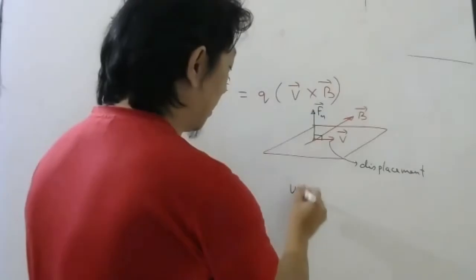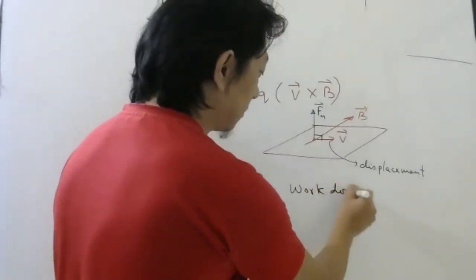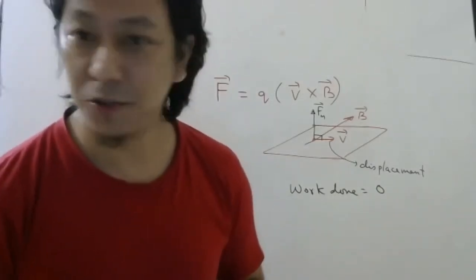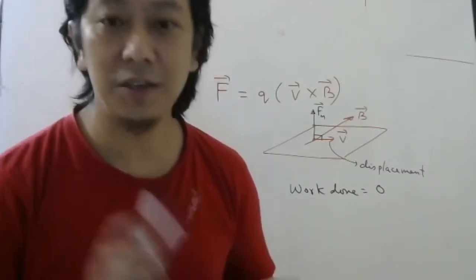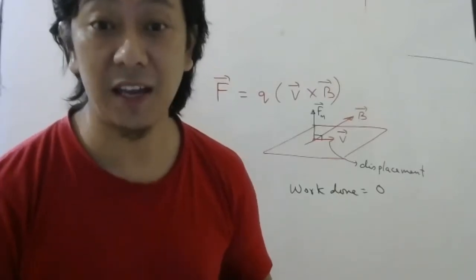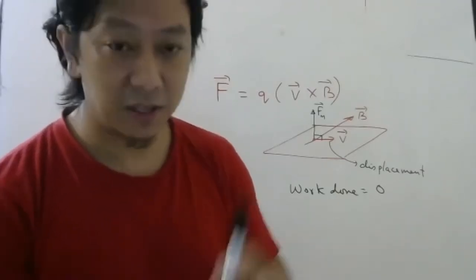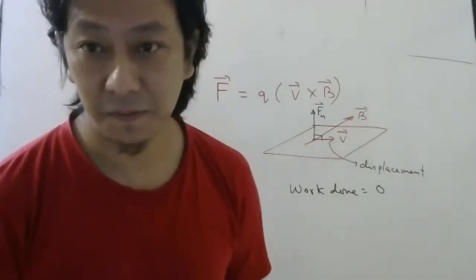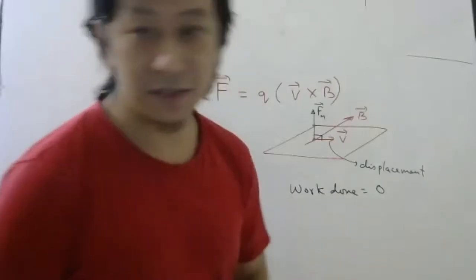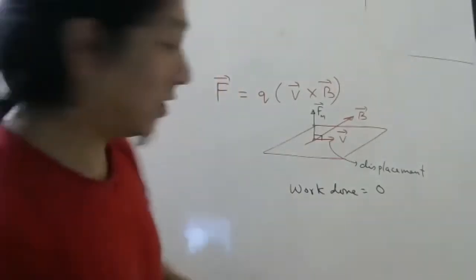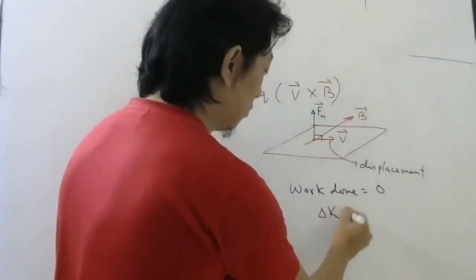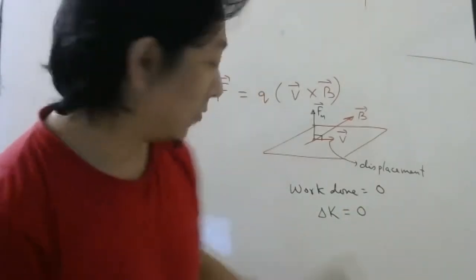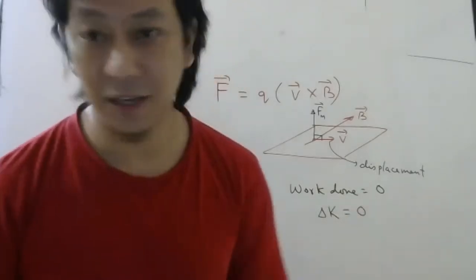So what will be the work done? 0. Why is the work done 0? Apply first PU knowledge. Work done is force into displacement into cos of angle. Since force and displacement are at 90 degrees, cos 90 is 0. If work done is 0, change in kinetic energy will also be 0, from the work energy theorem.